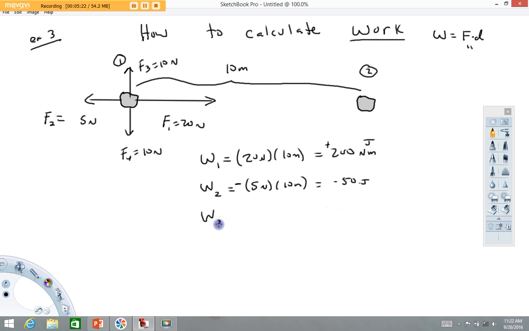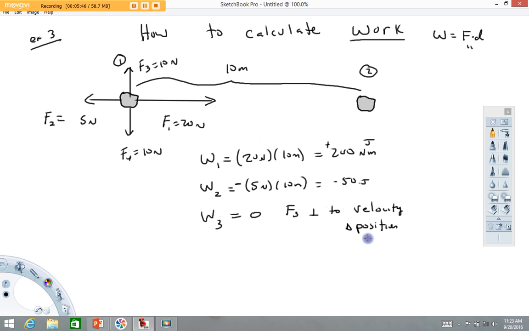Work done by force 3. Now force 3 is this 10 Newton force directed straight up in the picture. That work term is 0 because force 3 is perpendicular to the change in position, or I'll say perpendicular to the velocity. Or we could say perpendicular to the change in position.